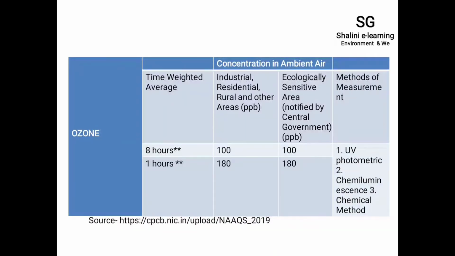Okay, so for measuring the ozone concentration in the ambient air, after collecting the air samples, it could be measured by photometric technique, or UV photometry, or chemiluminescence, or chemical method.